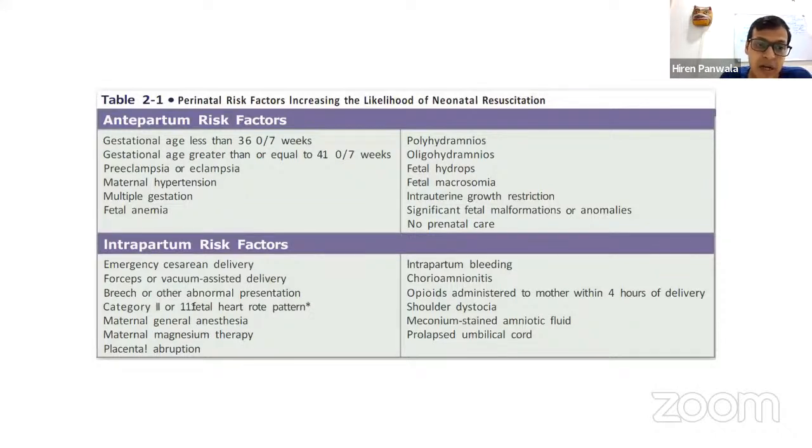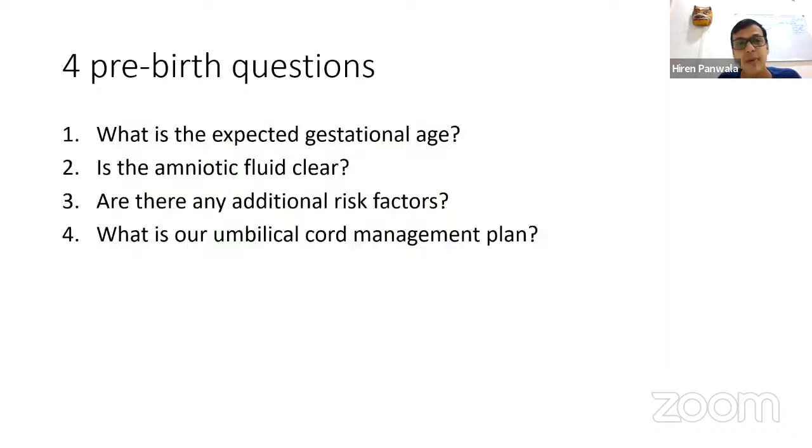Again, intrapartum, if you see fetal bradycardia, fetal distress, a sudden change in the heart rate pattern of the fetus, or a call for an emergency cesarean section, they are all subtle signs that tell us this baby may need help, this baby may need resuscitation. So we need to be prepared.